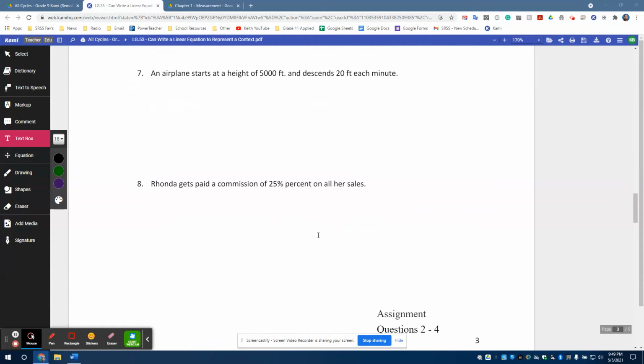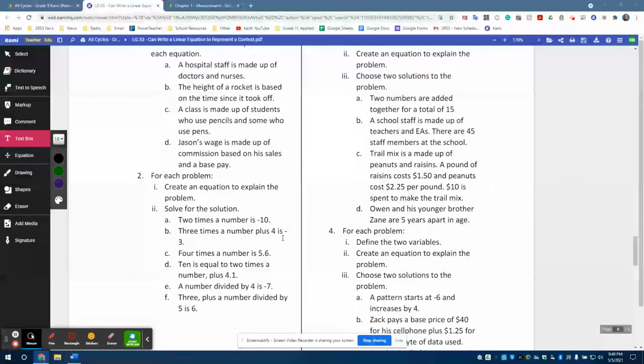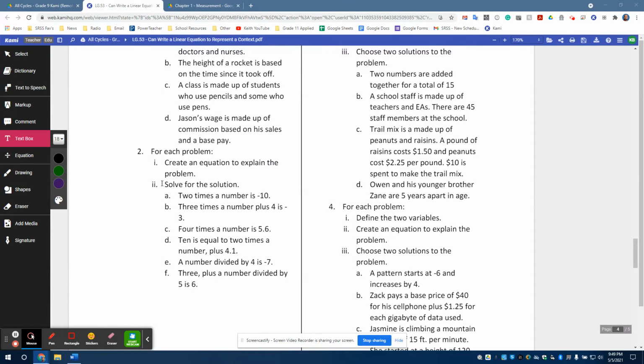I'll go through one really quickly. That's our next section here. So for number 2, we're just looking at creating an equation to solve a problem. For A, we have 2 times a number is -10. So really we have some number and we're multiplying it by 2. When it says a number, that's our variable.